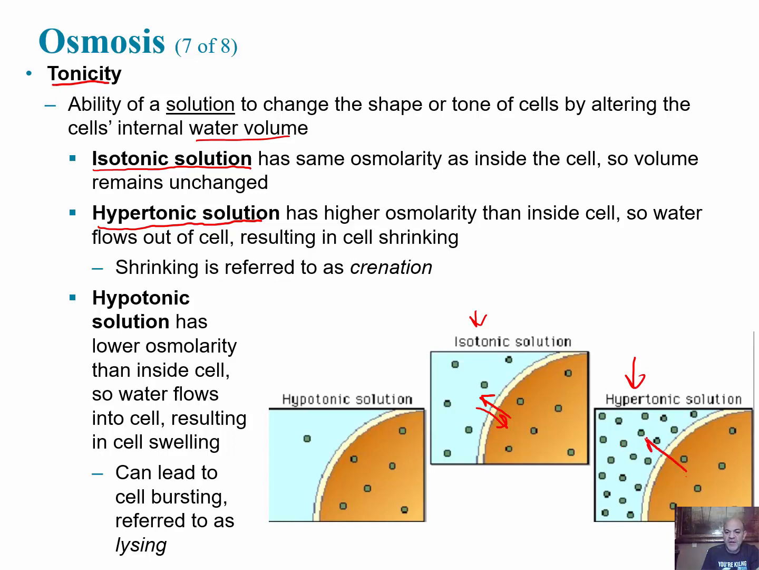So here you're going to have more water moving out, and you're going to have some moving in, but the water's moving more out. So there's going to be a net diffusion out. And what we have here is a loss of water overall. So the cell can shrink. And that shrinking can be referred to as crenation.